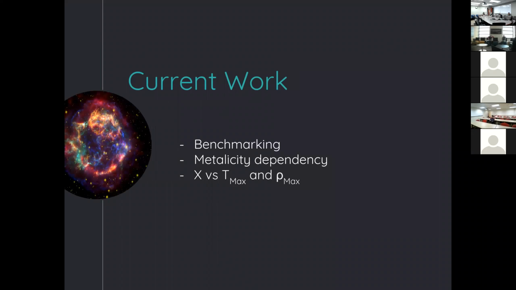So I hope that explains a little bit about the models that we're using and the methods that are used to produce them. And now I'm going to move on to some of the work that I've done in benchmarking, looking at the metallicity dependency of the models and showing mass fraction versus maximum temperature and maximum density.